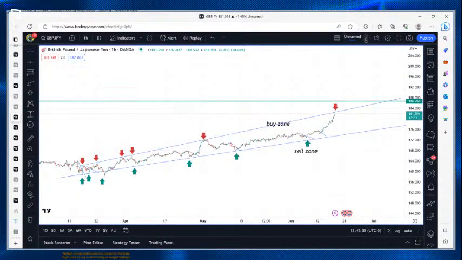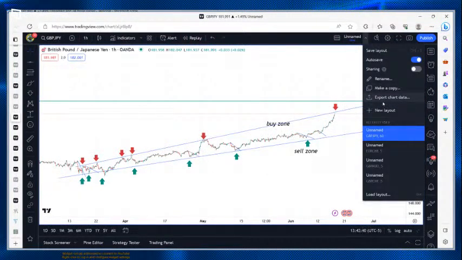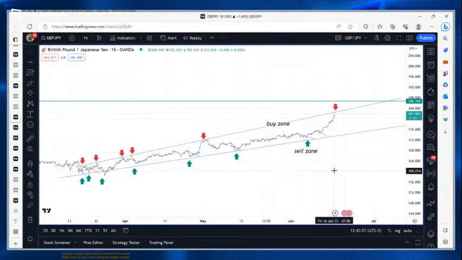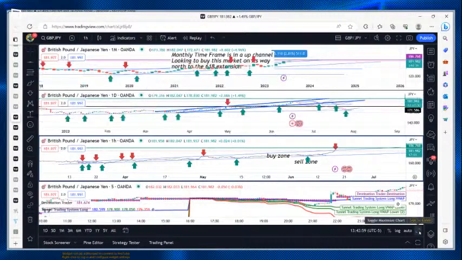We can save this. Let's rename it. GBP JPY. You know what? Let's capitalize all of it. GBP JPY. All right, save that. All right, that's the analysis done.